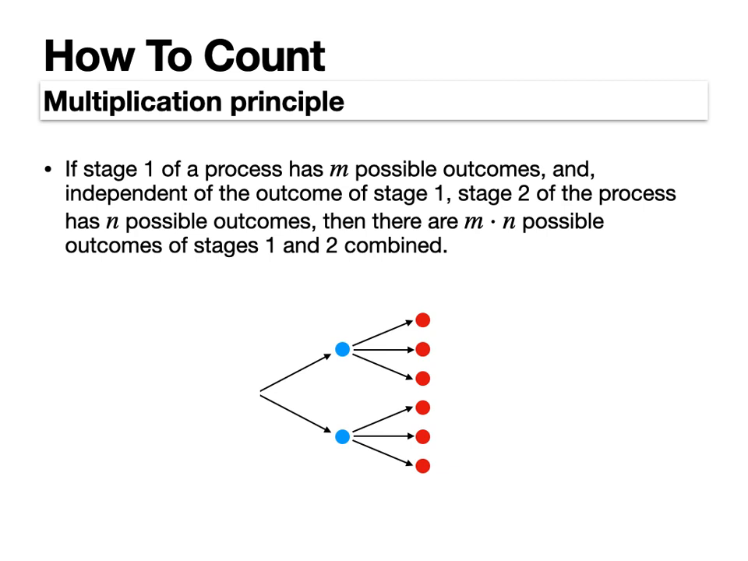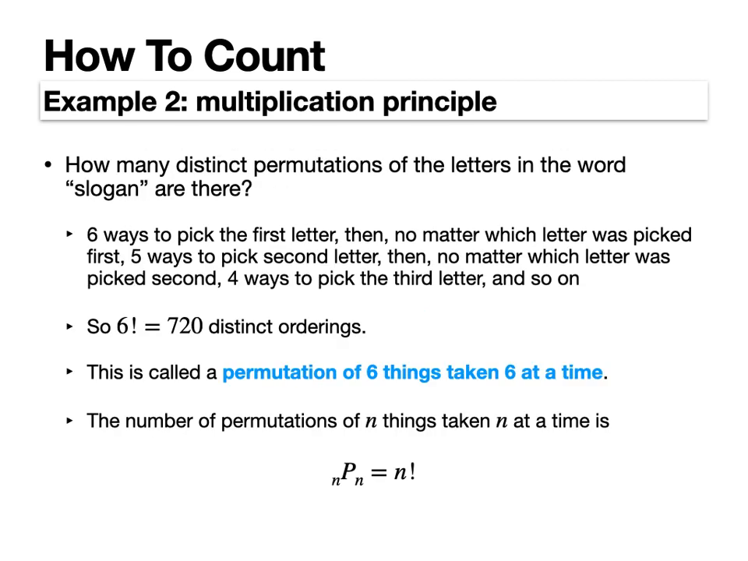And so it's a pretty simple principle, but it's remarkably powerful. It applies in a lot of situations. So let's take a look at some examples here. How many distinct permutations of the letters in the word slogan are there? Well, a permutation is just a rearrangement. So you can think about that as a multi-stage process and use the multiplication principle.